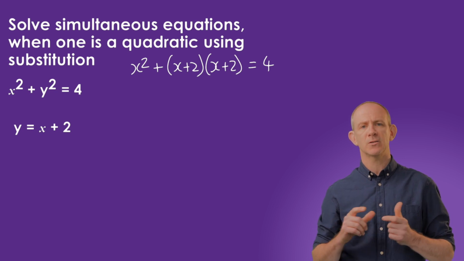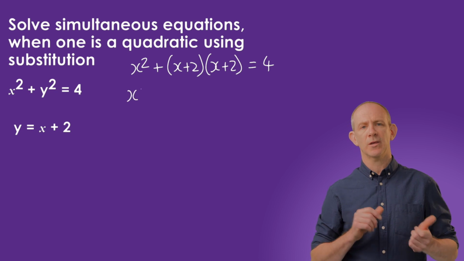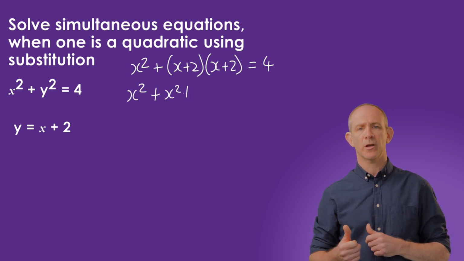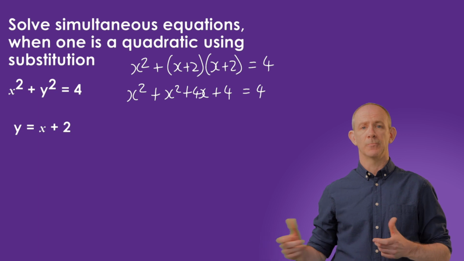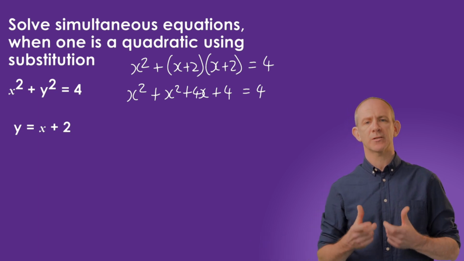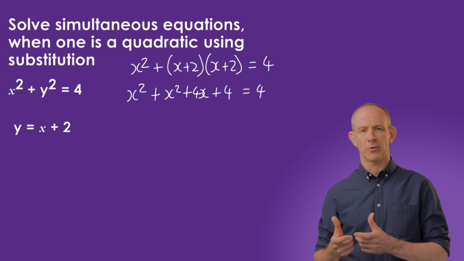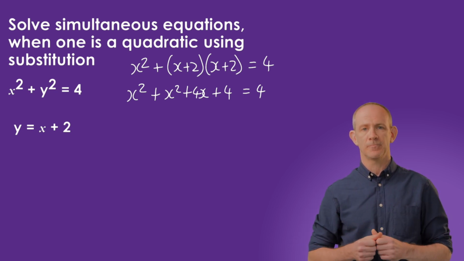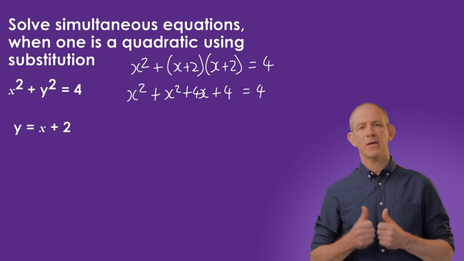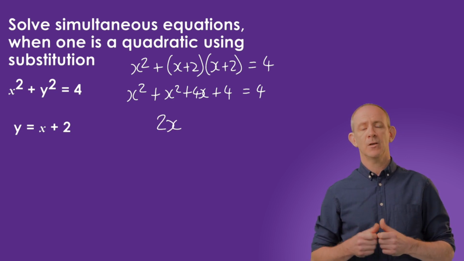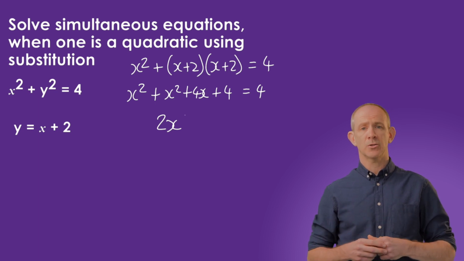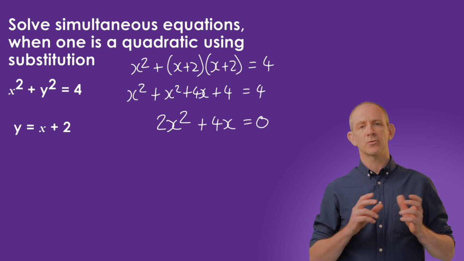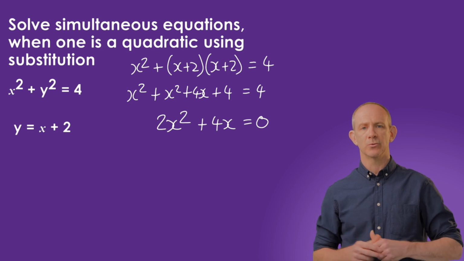If we multiply these two sets of brackets out, we would end up with x squared plus 4x plus 4 equals 4. Now remember, we want a quadratic equation to equal 0 so that we can actually find out what our values of x are. So what we'll do is combine the x squared terms to make 2x squared. The 4x won't be changed, but then we're going to subtract 4 from both sides, so we'd get rid of the plus 4 on the end, and that would equal 0. So 2x squared plus 4x equals 0.